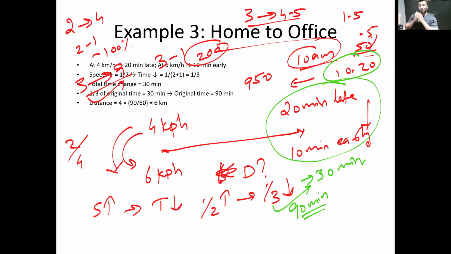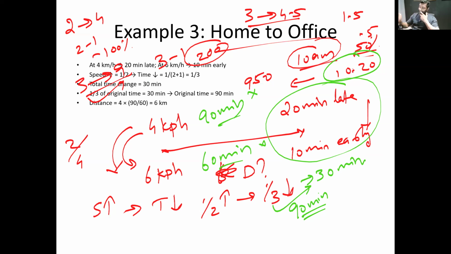Okay, now you got two things. What's the time taken when he traveled at 4 km per hour? 90 minutes. What's the time taken when he is traveling at 6 km per hour? 60 minutes. They have not asked this. They can ask both of these. What is the time taken when he traveled at 4 km per hour? What is the time taken when he is traveling at 6 km per hour? That is 60. They have not asked this. What have they asked here?